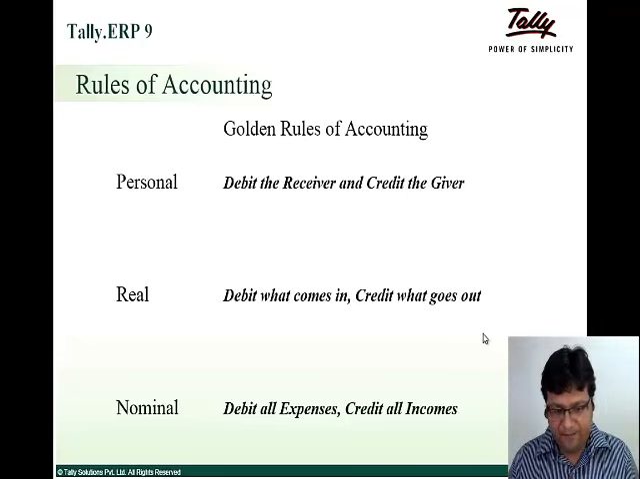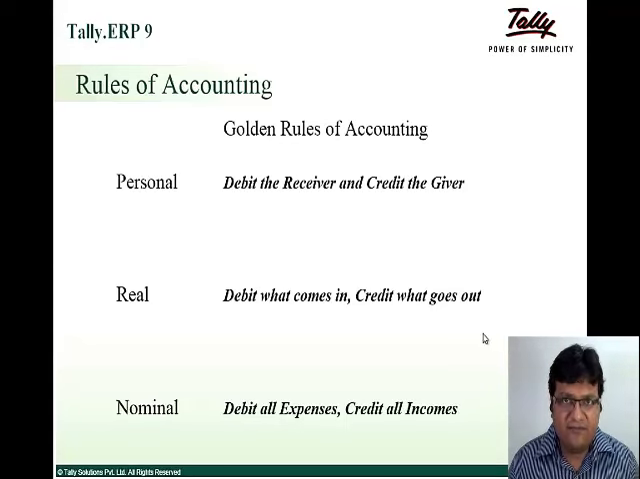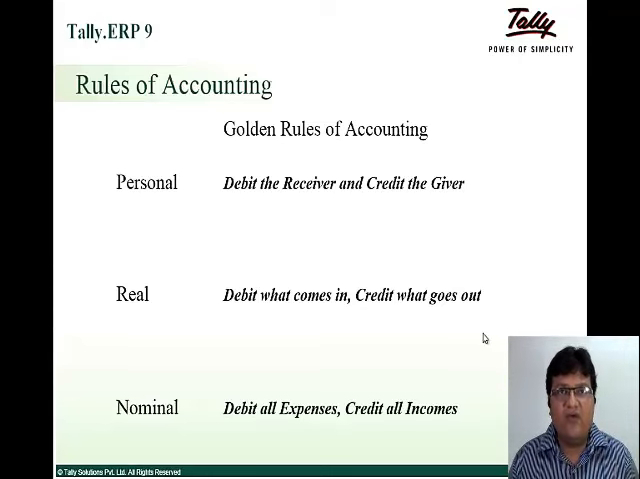I'll repeat that. Any person, organization or institution with whom I transact as a business are known as personal accounts. And these personal accounts follow a golden rule of accounting, that is debit the receiver and credit the giver. So let's take an example that I am in transaction with ABC and company. I sell goods to him. In this scenario, ABC and company becomes the receiver of goods or services that I give to him.